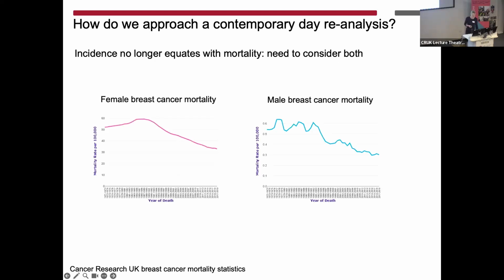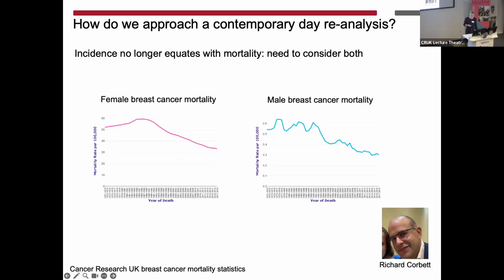So then how do we approach a contemporary day reanalysis of the Armitage-Doll model? One of the big changes, obviously, is that incidence no longer equates with mortality. So back in the 1940s, they could, sadly, say incidence is equivalent to mortality, but fortunately treatment of cancer has progressed hugely. And so we decided that we needed to model both incidence and mortality separately.